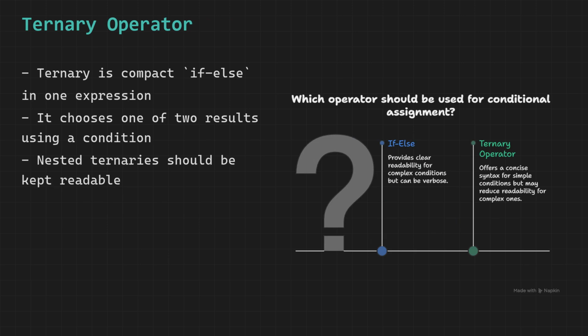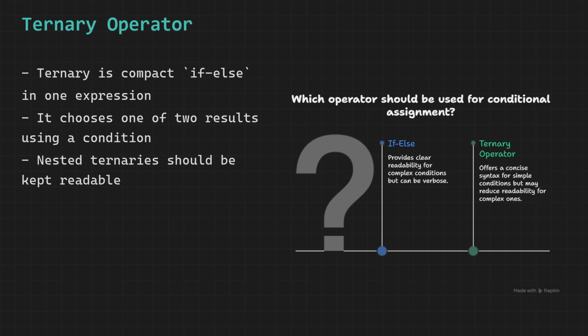The ternary operator is Java's most compact decision-making tool. It squeezes an entire if-else block into a single line. The syntax is condition, question mark, expression if true, colon, expression if false. Java first evaluates the condition. If it is true, the entire expression returns the value after the question mark. If the condition is false, it returns the value after the colon.